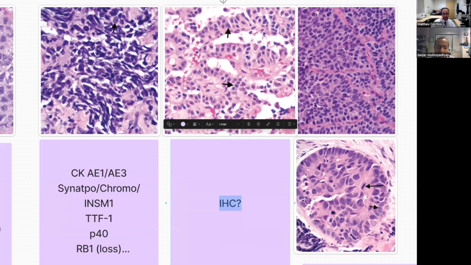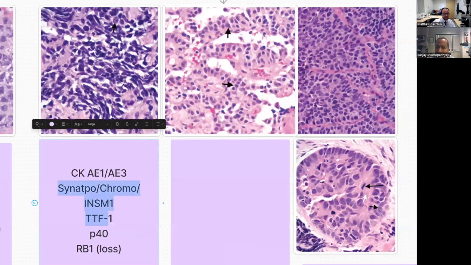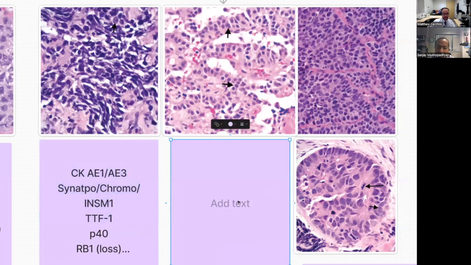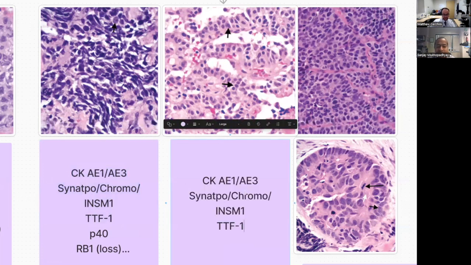But in a small biopsy where the morphology is a bit iffy and you're not sure, I think synaptophysin, chromogranin, if you have INSM1, maybe a keratin, TTF1. So almost the same markers. Maybe you don't need a P40 and RB1, but the rest are helpful because these are keratin positive. Synapto, chromo, INSM1 are invariably positive. TTF1 is either negative or weakly patchy positive. So all of that helps to confirm.